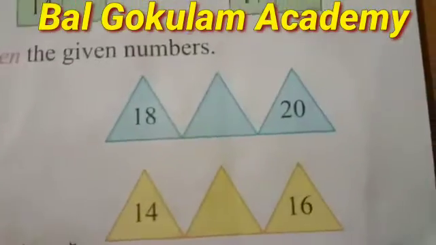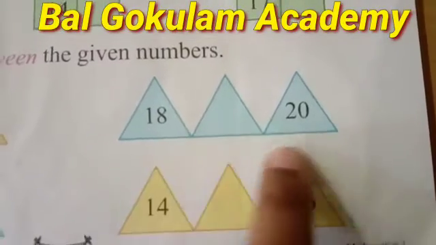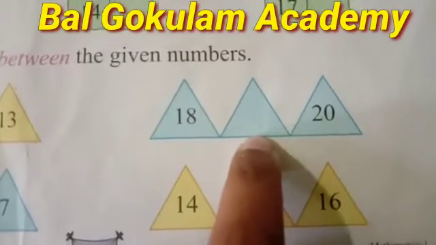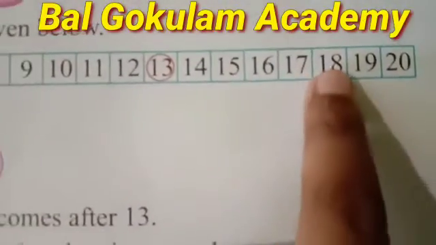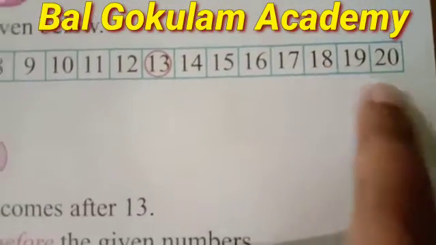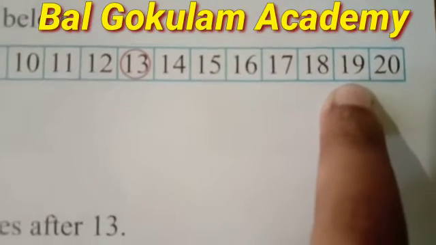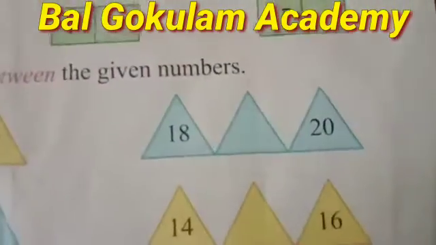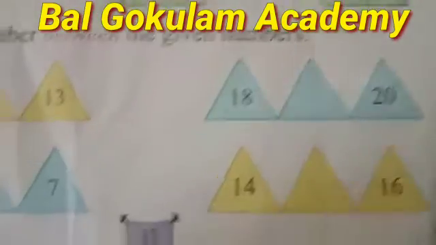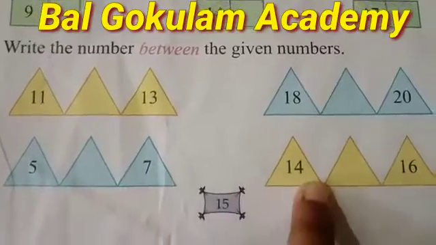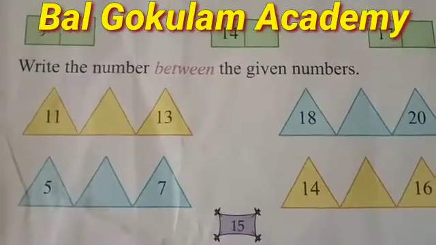Same as 18 and 20. You should find the number which is in between 18 and 20. So we look here. Here is number 18 and here is number 20. Which number is between these two numbers? 19. So you write here 19. And as like this, complete the given below these two also.